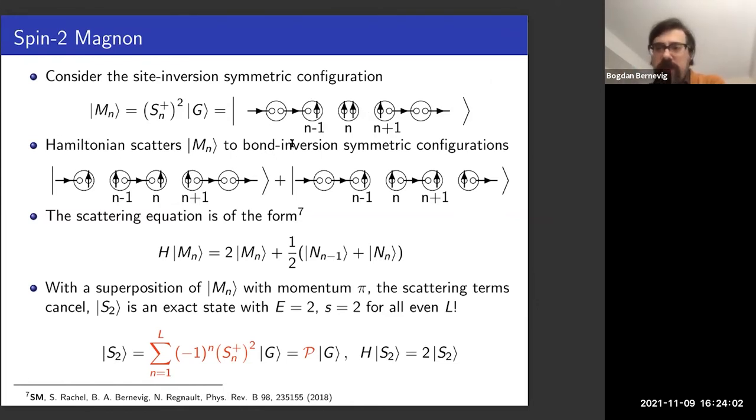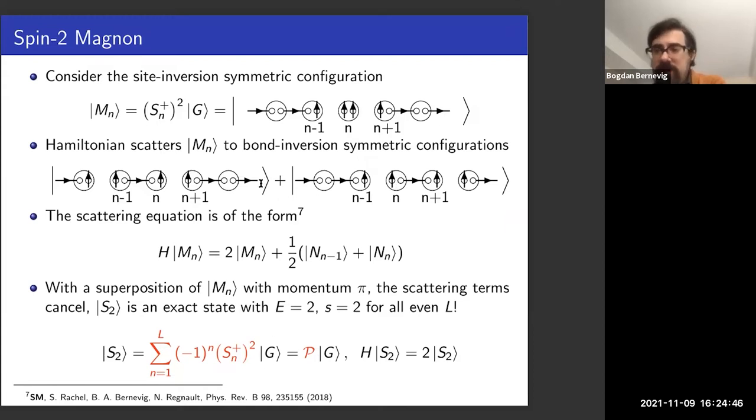Now you can immediately see the beauty of these projector, frustration free Hamiltonians: the only thing that will matter in the scattering problem is what happens around this site n where I flip the spin twice. This is because the projector Hamiltonian will kill everything to the left of site n minus 1 and to the right of site n plus 1, so you don't care about that. The Hamiltonian scatters this Mn configuration to bond inversion symmetric configurations, for example this configuration plus the left configuration plus the right configuration.